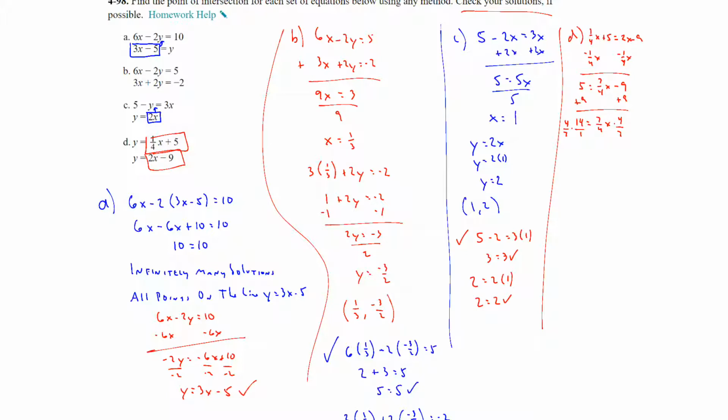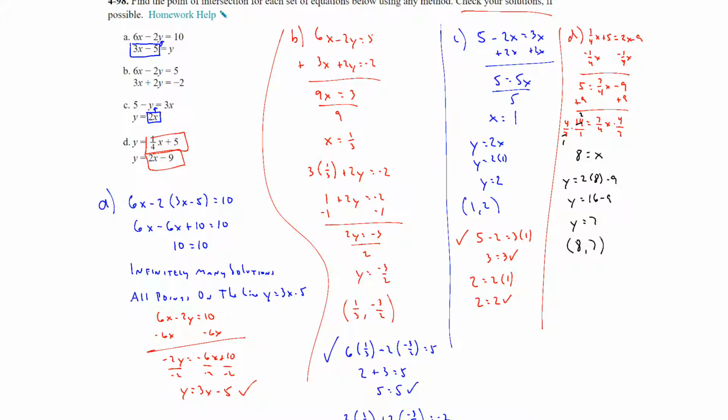So 7 divided by 7 is 1, and 14 divided by 7 is 2. So it looks like we get x is equal to 8. Plug that back in. I'll plug it back into the second equation. y is equal to 2 times 8 minus 9. 16 minus 9 is equal to 7. So it looks like we have a solution of (8, 7).